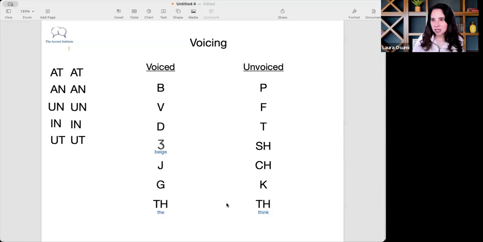And then we have our THs. When we use our voice, it sounds like the. And then when I don't use my voice, it's like think. So you don't start your voice until you get to the vowel. So we're going to do some practice with this. So I'm just going to move my sounds here.